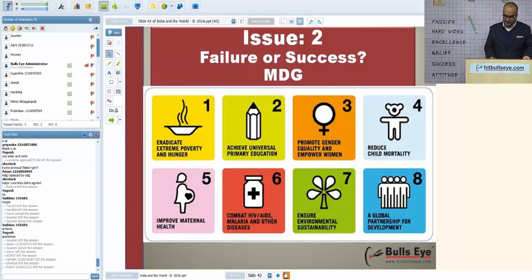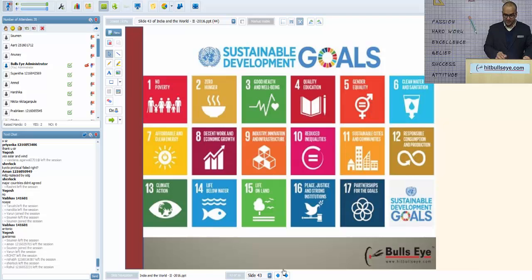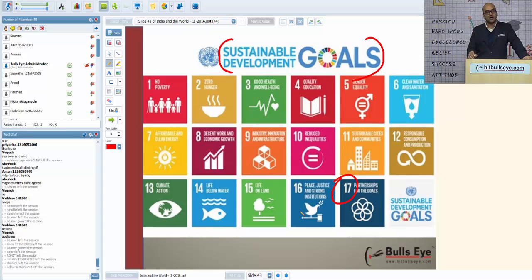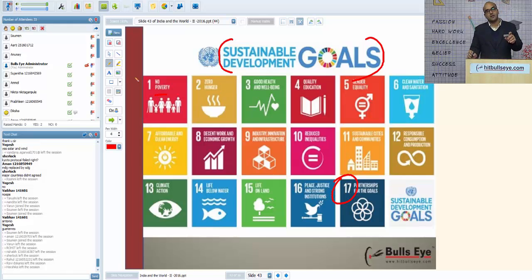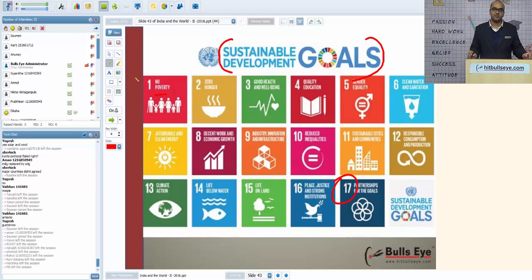And were replaced by, right? This is the same Millennium Development Goals only, and they were replaced by what are called Sustainable Development Goals. They are a set of 17 goals, again with measurable targets. Some of the parameters are same, like maternal mortality rate, infant mortality rate, hunger, poverty, etc., etc. Right? But these targets have now been raised as compared to Millennium Development Goals.